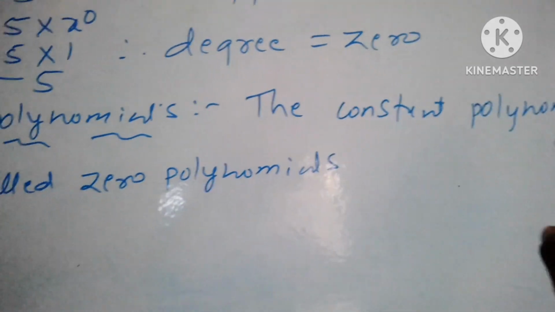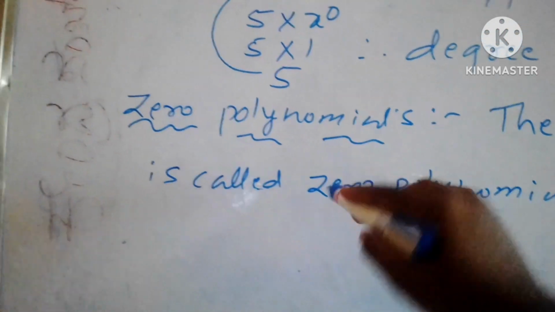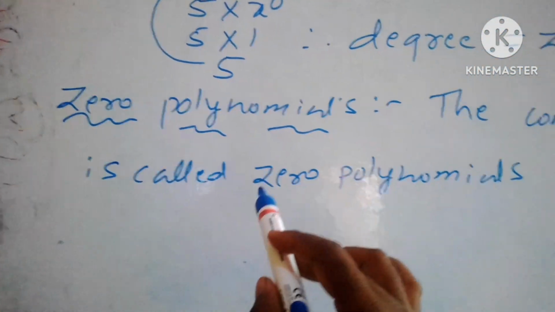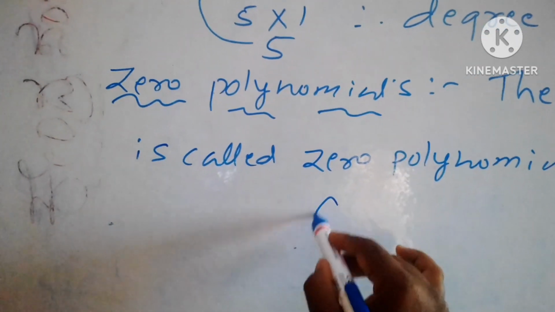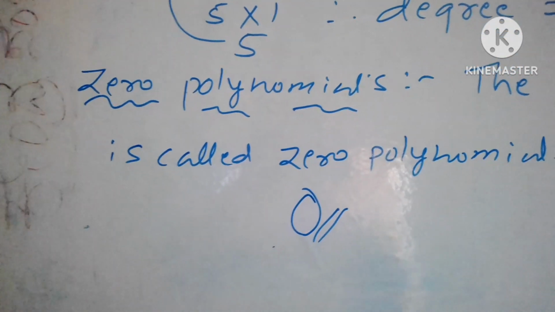The next one, zero polynomial. The zero polynomial is a constant polynomial, but here the term consists only of 0. For example, 0. This is a polynomial and this is the zero polynomial. Understood?